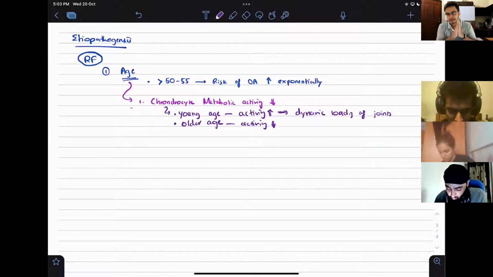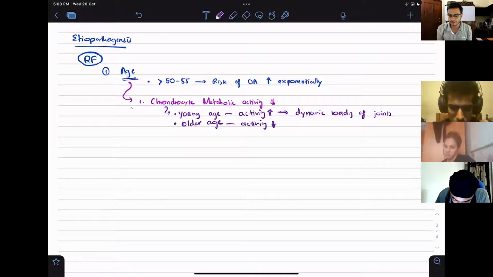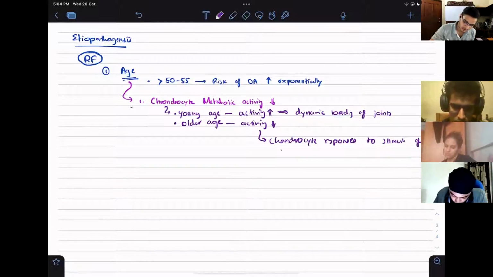The other thing, guys, even let's say you're a very active person. Even if you are very active, with age, especially in old ages, after 50, after 55, the chondrocyte responses to stimuli of dynamic loading is less.